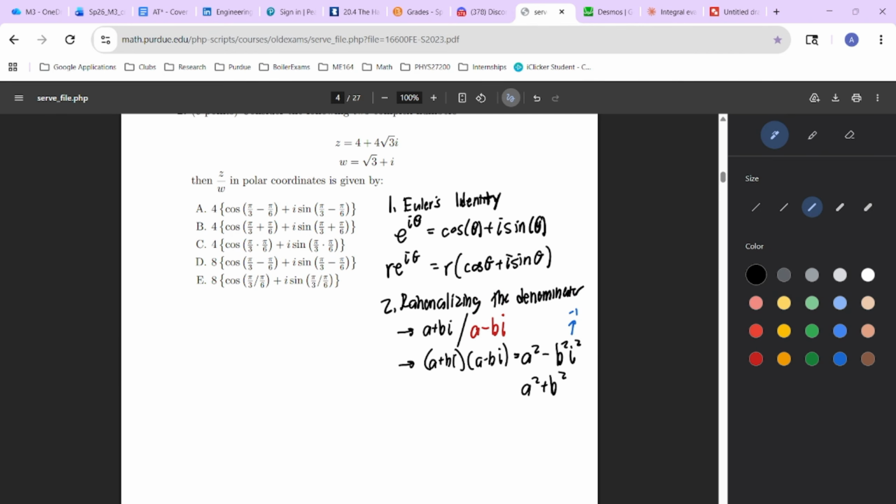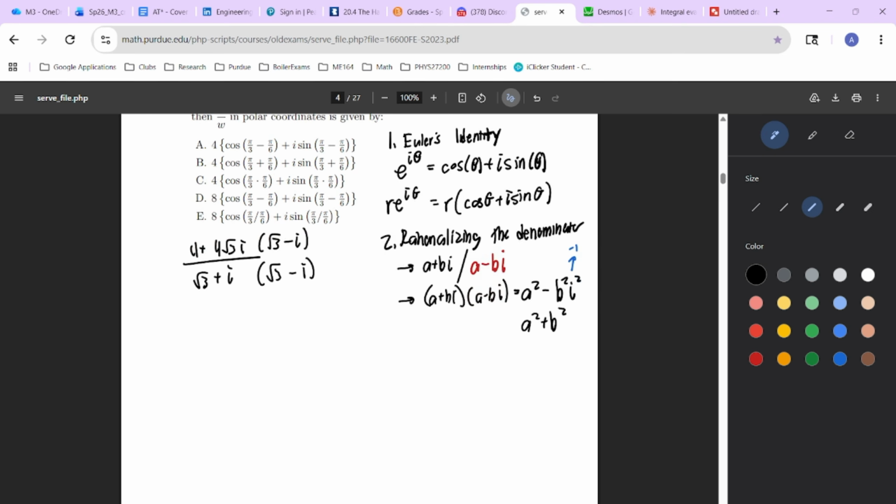Let us begin. So we represent this quotient literally: 4 plus 4 root 3 times I over root 3 plus I. This is where we rationalize the denominator. We multiply top and bottom by root 3 minus I. This top part becomes 4 root 3 minus 4I plus 4 times 3I minus 4 root 3 I squared, and the bottom becomes 3 minus I squared.